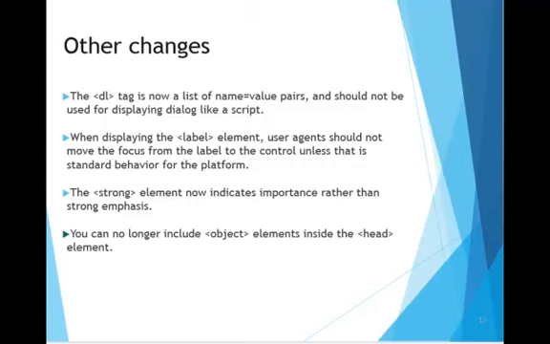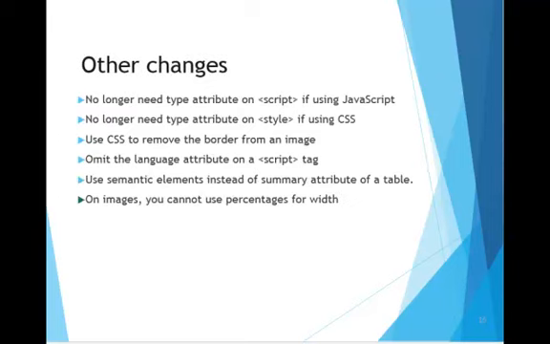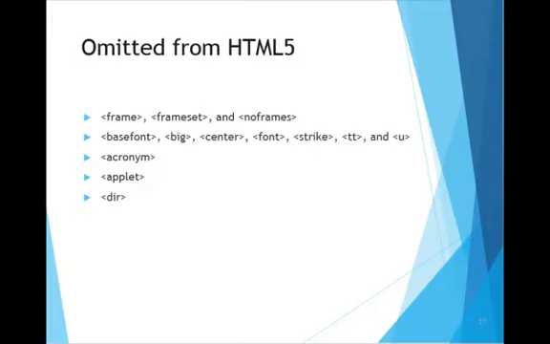The strong element now indicates importance rather than strong emphasis, and you can no longer include object elements inside of the head element. We no longer need the type attribute on script or style if you're using JavaScript or CSS. We also want to use CSS to remove the border from an image and omit the language attribute on script tags. Using the semantic elements instead of summary attributes on tables and on images, we can't use percentages for width any longer. These are the tags that have been omitted from HTML5.